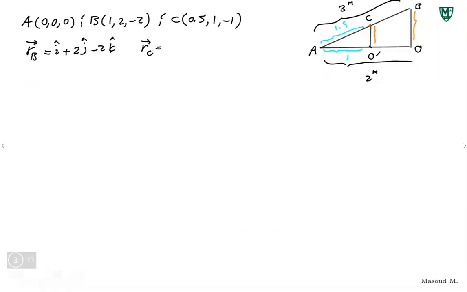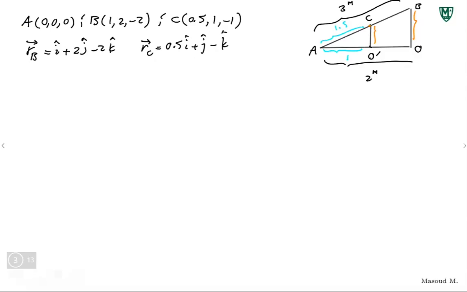Since I put it at point A, I'm finding a moment about point A. It's always easier to find a moment about where we have the most number of unknowns and where we have the origin of the coordinate system in most cases. They're not necessarily overlapping all the time, but if they are, great for us. So RC, again from A to C, would be just 0.5 I plus J minus K. There you go. Now I have RB and RC.